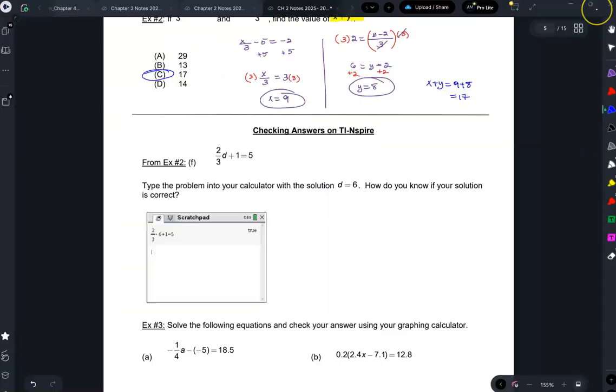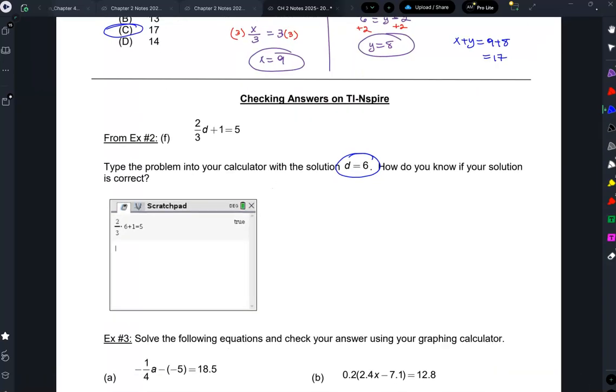Now, suppose you have to solve this equation. And suppose you solve it and you get d equals 6. Now you want to know, did I get the right answer? Well, what you want to check is 2 over 3 times 6 plus 1 equals 5. You type that into your calculator.